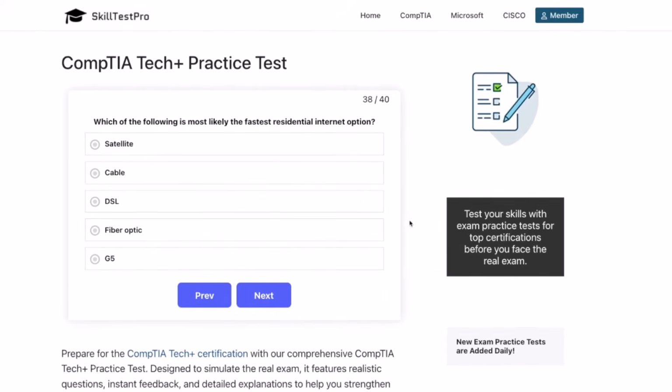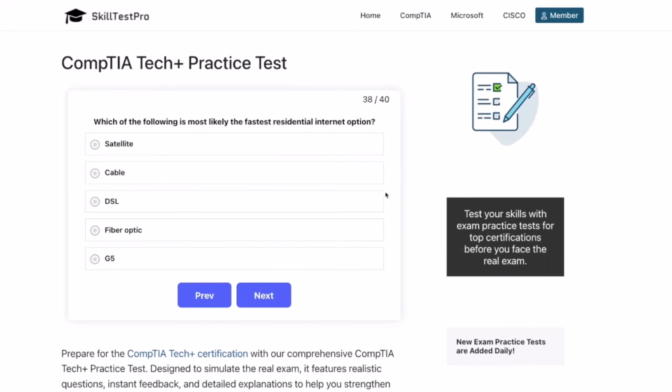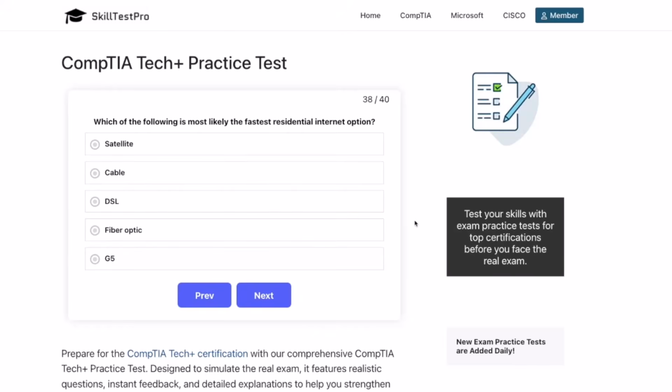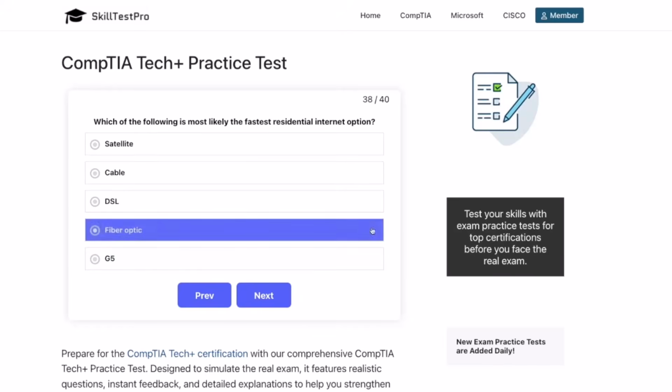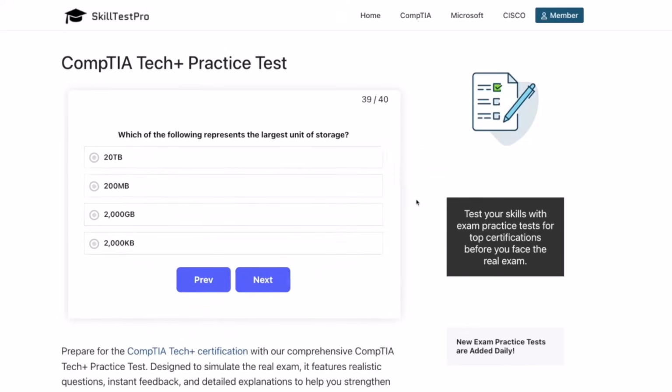All right, next question. Which of the following is most likely the fastest residential internet option? Satellite, cable, DSL, fiber optic, or 5G? The correct answer is fiber optic. Fiber optic internet provides the fastest speeds for residential use due to its high bandwidth and low latency, surpassing satellite, cable, and DSL options.